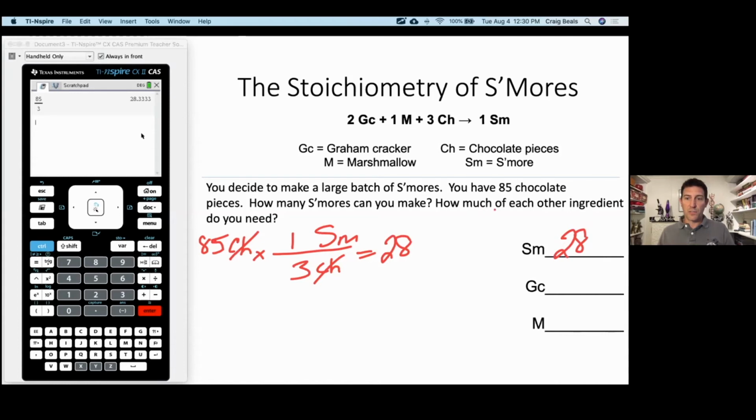The second part says, how much of each other ingredient am I going to need? Well, if I can make 28 s'mores, I just do another little piece of dimensional analysis, and it looks like I'm trying to turn that into graham crackers. I come back to my balanced chemical equation. 1 s'more is equivalent to 2 graham crackers. That's my ratio. And so I have 28 times 2. That should mean 56.